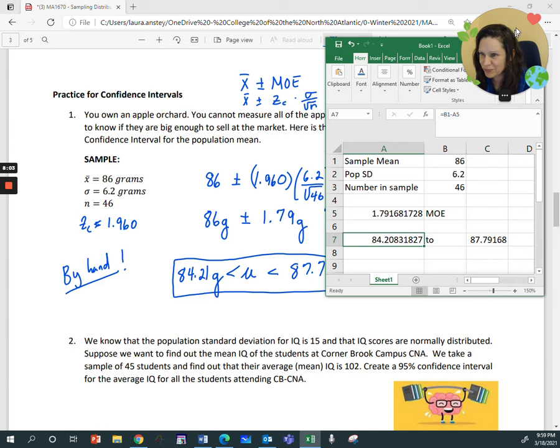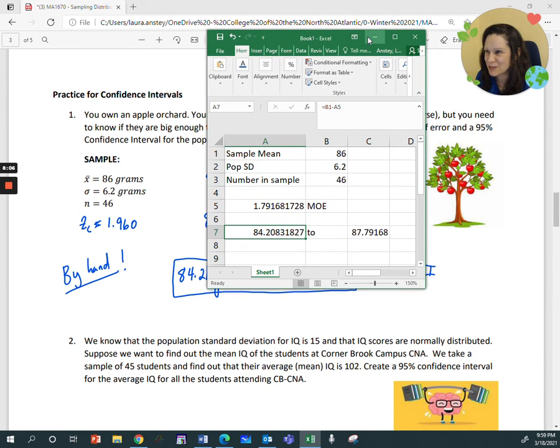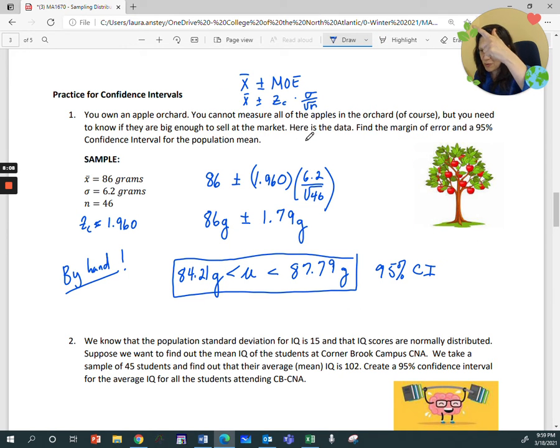Easy as pie. You like that math joke? Easy as pie.